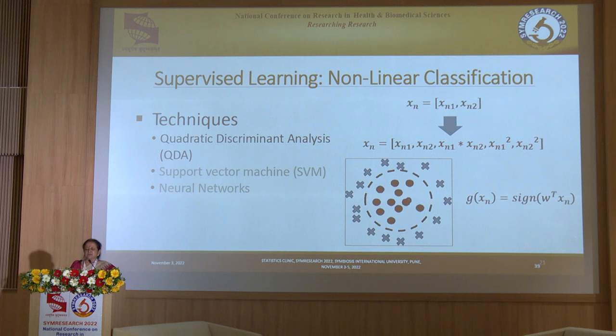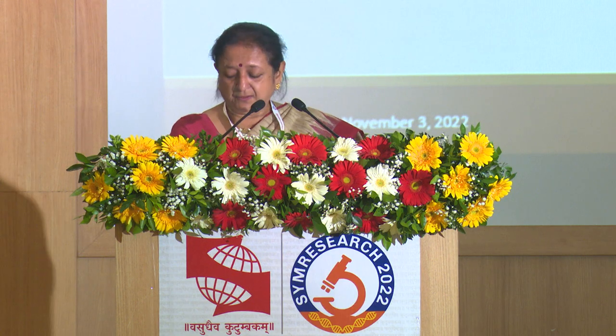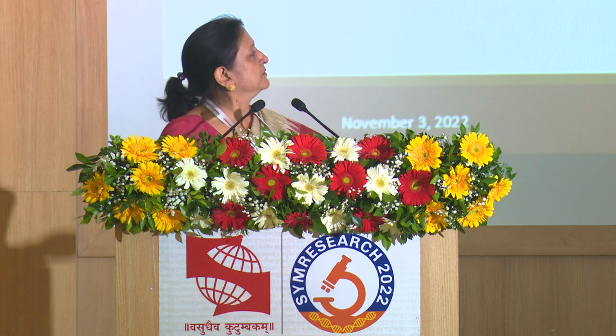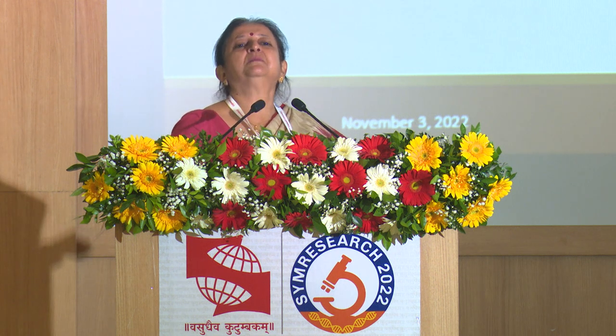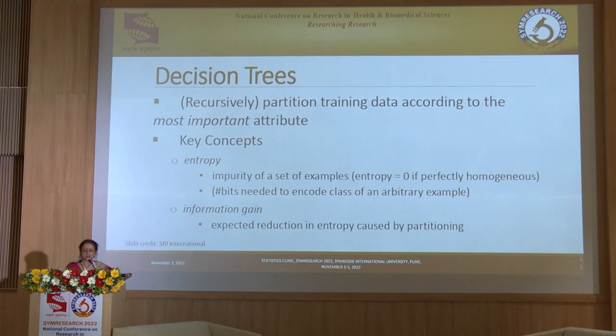Sometimes the training data is such that the separability between the two classes cannot be described by a straight line, and then you have to resort to something called non-linear classification. I already showed you an example of that when I gave you an example of quadratic discriminant analysis. But there are other methods which can do that. So even if your configuration is of this type, there are methods available which can help you to build a classification rule for separating the two classes.